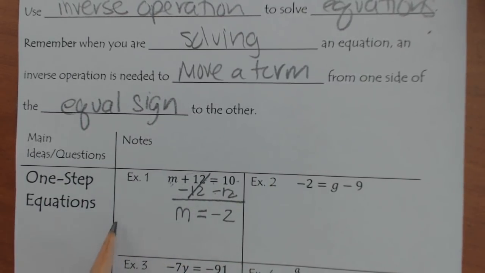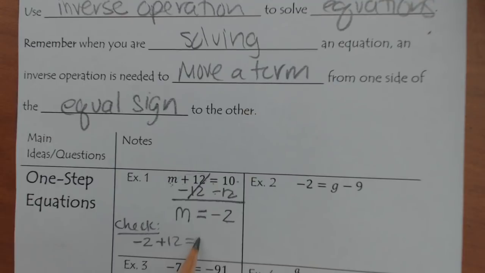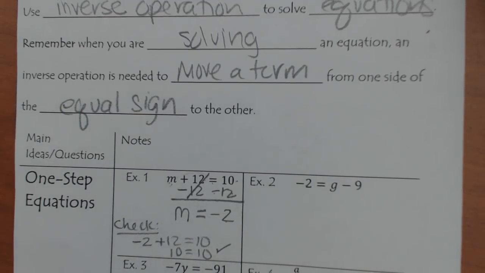Now we could check this. And remember, checking is when we put that negative 2 in: negative 2 plus 12 equals 10, and we check to make sure that both sides are balanced, and it is, because negative 2 plus 12 is 10. So that is checking it. I'm not going to go through and check all of these because we just had practice on checking. We're just going to go through to use inverse operations to solve.